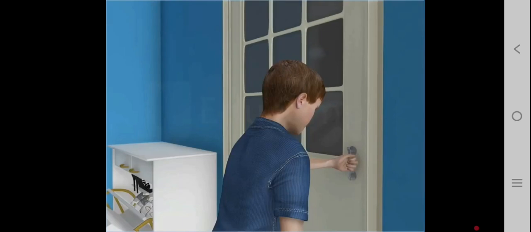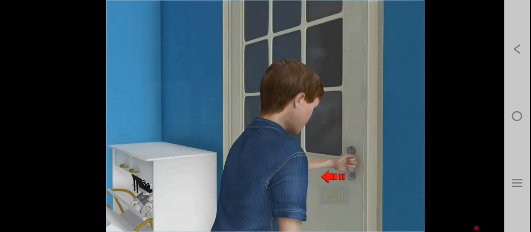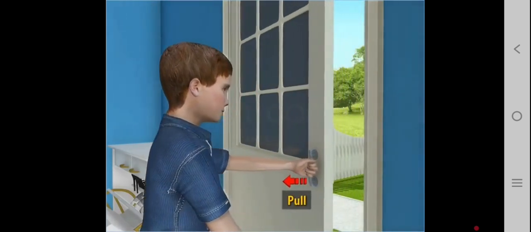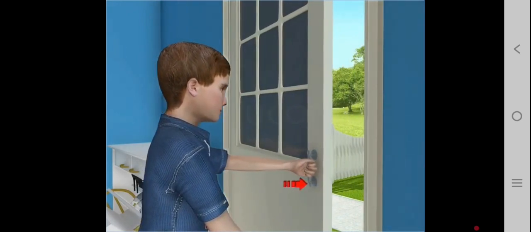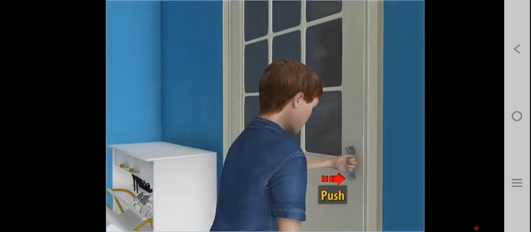Look at this door. How do you open it? Right, you would pull it. To shut the door, you would push it.